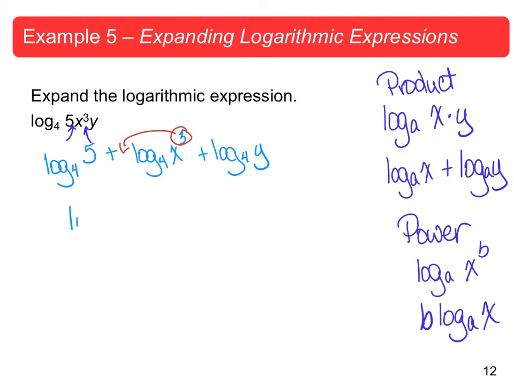So I've got log base 4 of 5 plus 3 log base 4 of x plus log base 4 of y. Okay, so I am expanding. That's all I'm doing. I am expanding these. Okay, now I'm going to use all 3 properties together.